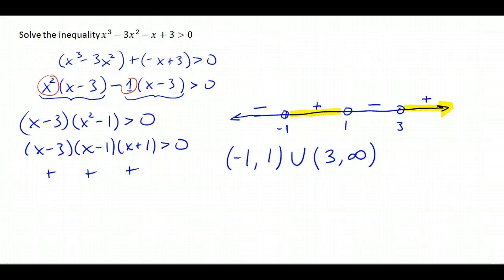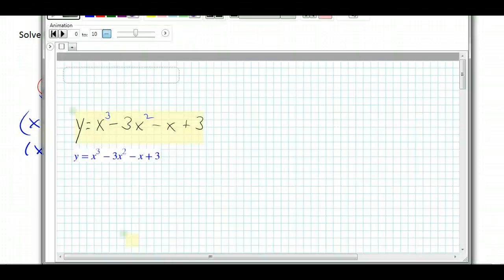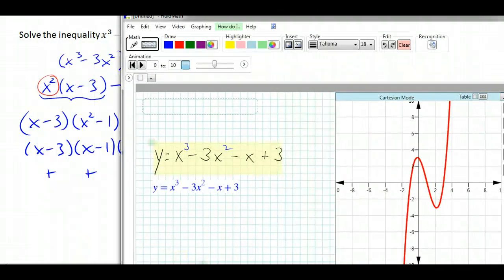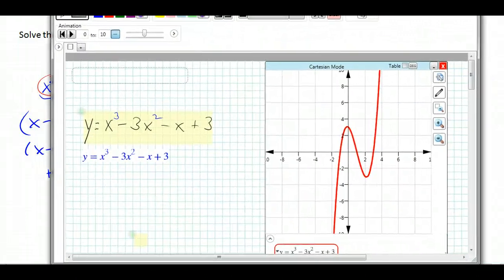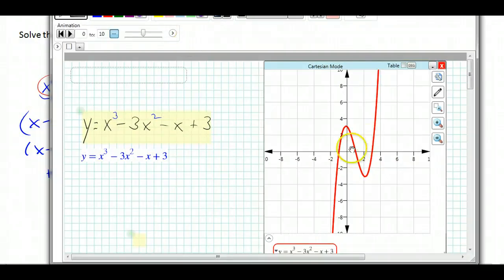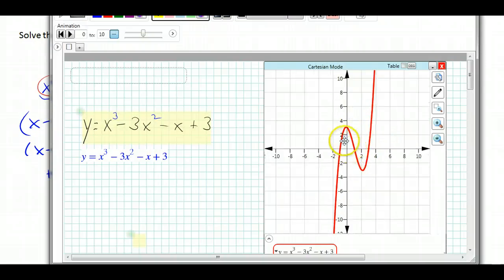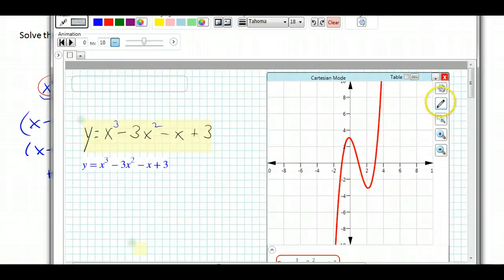So let me show you how the graph of the function is connected to this inequality. So here's the graph of that polynomial we just looked at. And remember that we wanted to know where it was greater than 0. So all you need to do is to check out where the function itself is above the x-axis. So here's the graph of the function, and you can see that it's above the x-axis from, it looks like, negative 1 to 1, and it's above the x-axis from 3 on out.